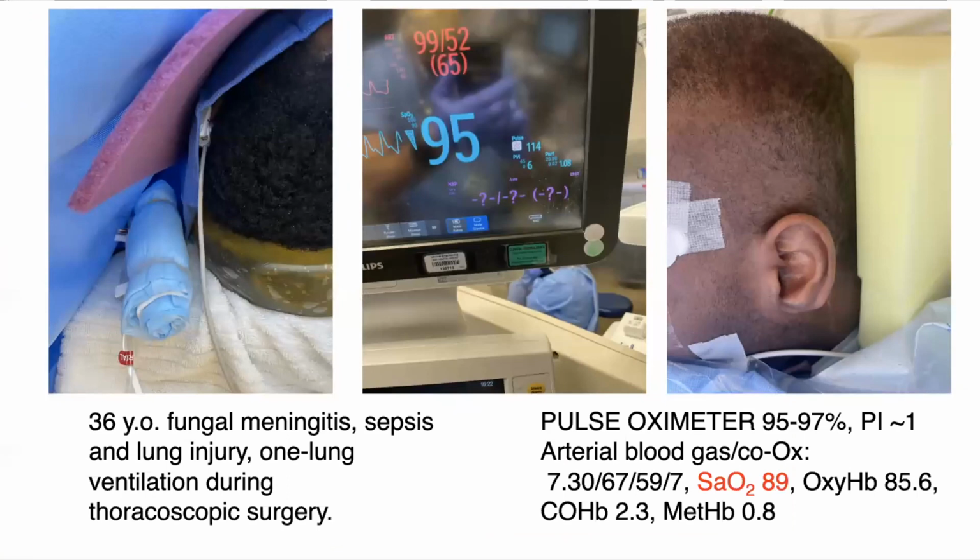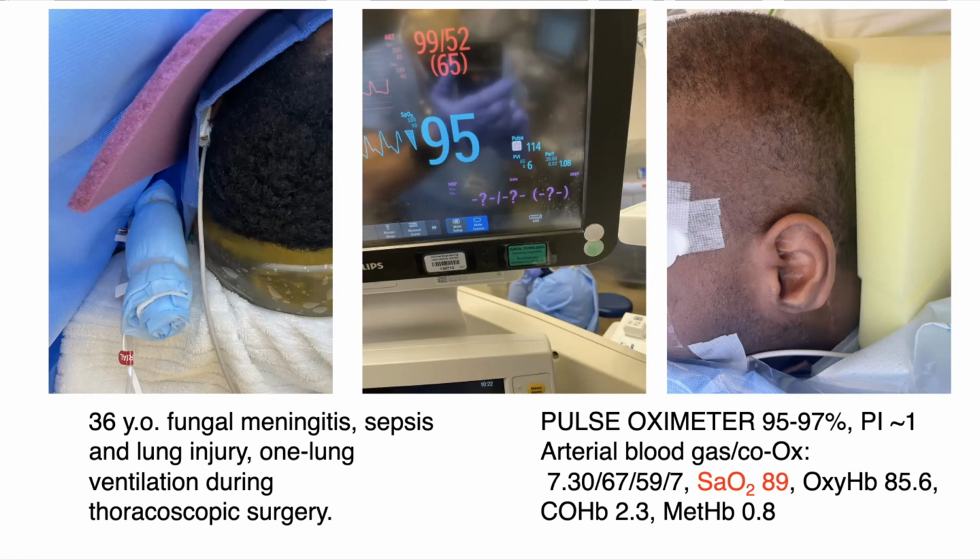A couple weekends ago, I was on call in the OR, and I was asked to take over the care of a pretty sick young patient. He was 36, he had fungal meningitis and sepsis. He had severe lung injury, and he was undergoing one lung ventilation during thoracoscopic surgery to try to drain some fluid collections in his thorax. When I took over the case, I immediately noticed a red flag. He had a pulse oximeter on his ear. And the corresponding reading on the monitor was 95% saturation.